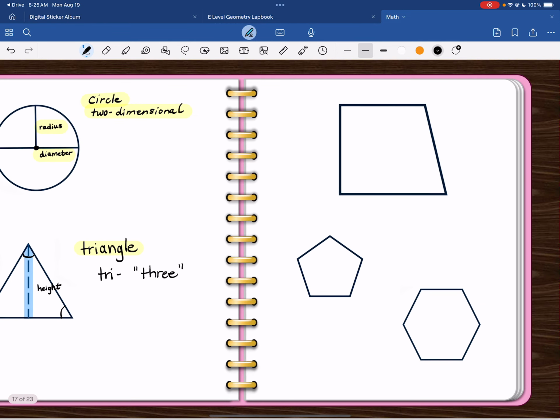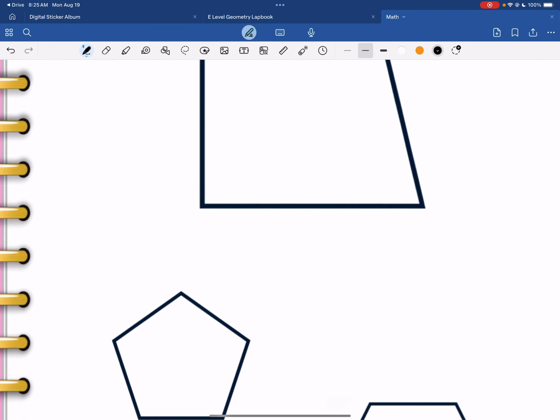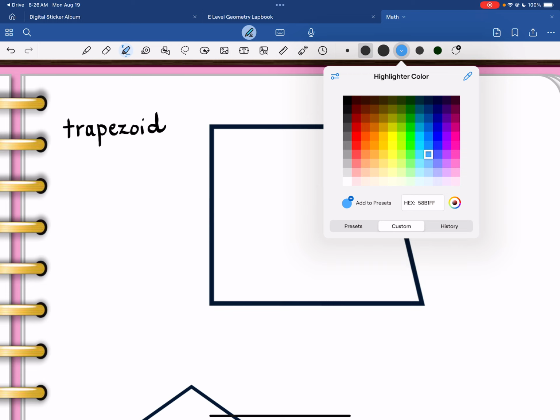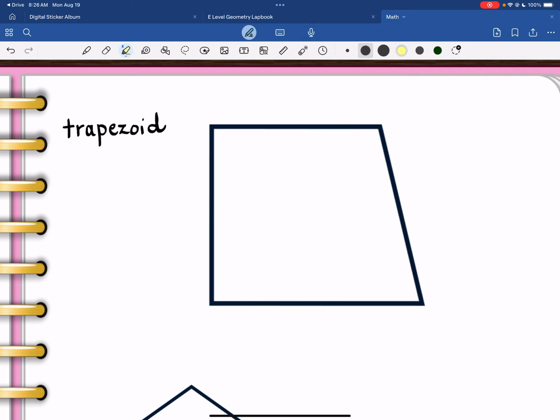Okay, this next one, a lot of people have never heard of if you've not had a geometry class. This one is called a trapezoid. It's a weird word for a weird shape, a trapezoid. And this is one of your flashcards. I believe it should be. Yes. So trapezoid is one of your flashcards.